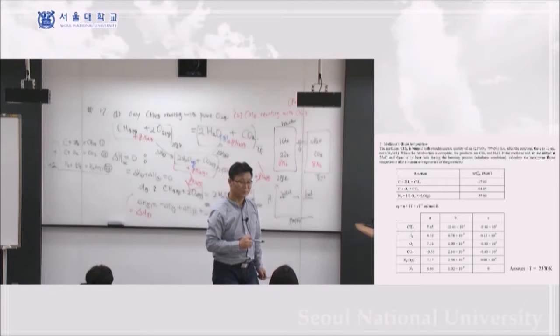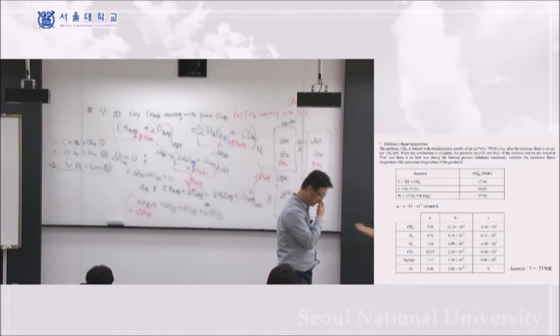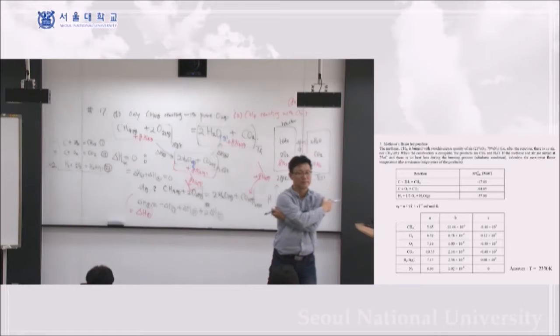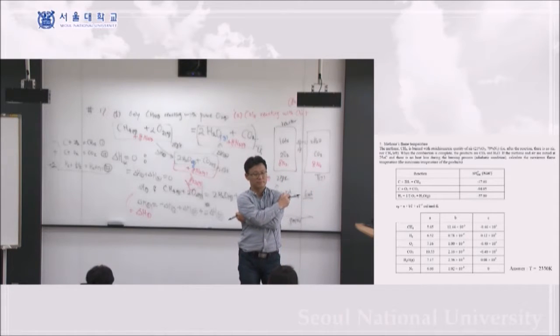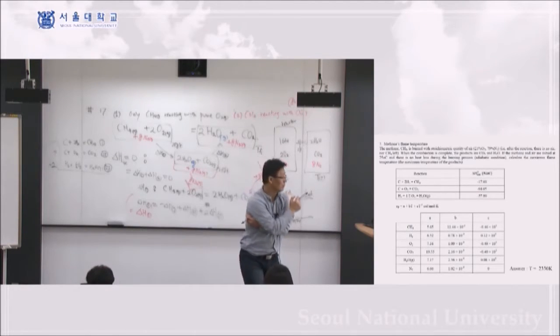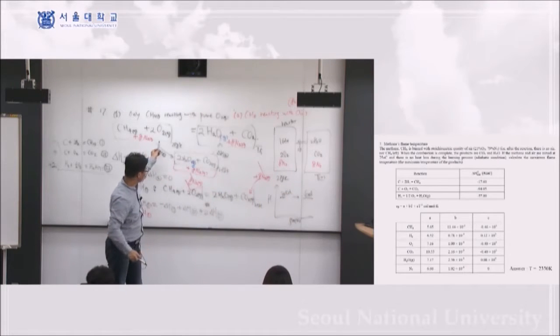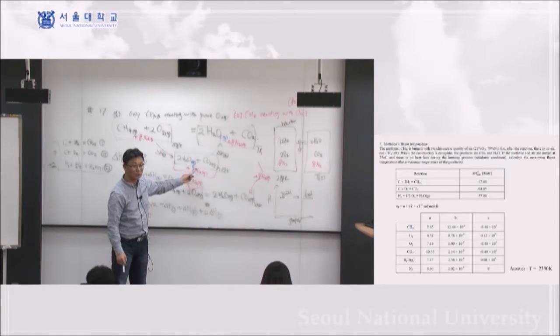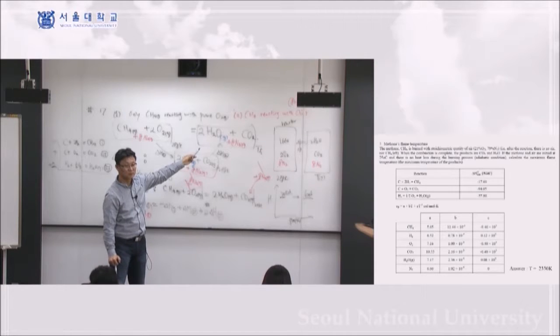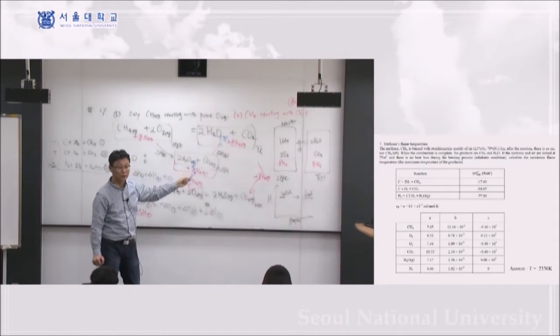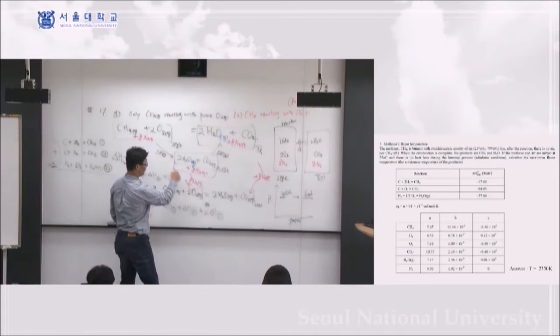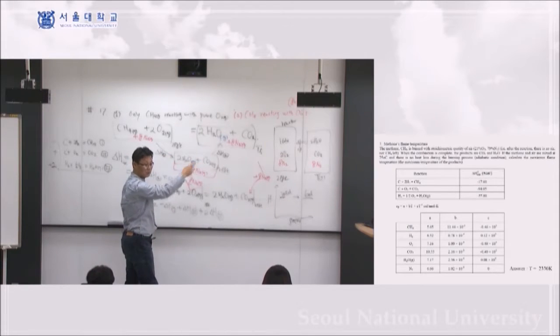I don't get it. What do you mean? So do you mean this way? Do I have to do this one at 298 Kelvin? You could do that too. So this is one of the routes. You can assume, yeah, you can do it in this way.